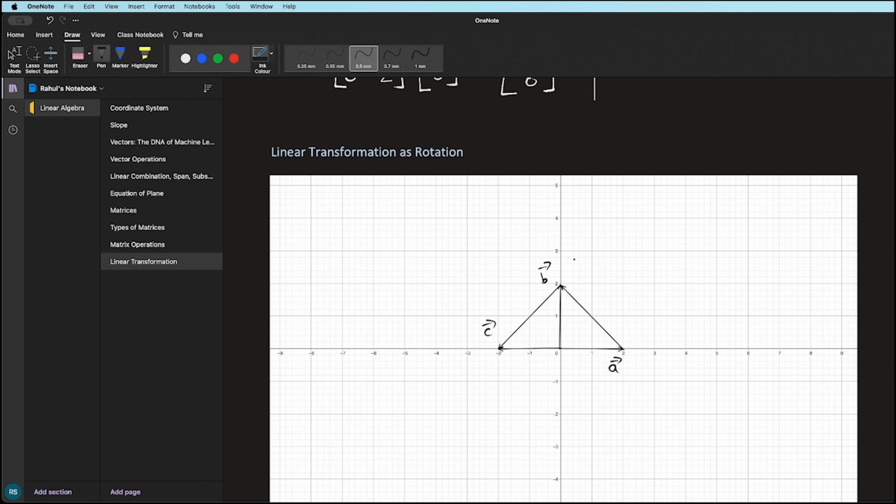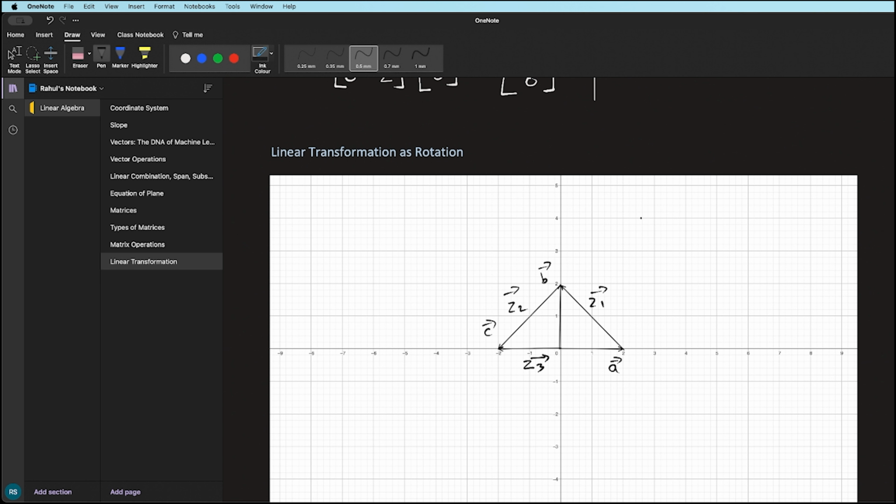When I join these three vectors, it becomes a triangle, and the triangle is denoted by the sides z1, z2, and z3. We have studied about these sides in the previous topic. So now the main purpose of this topic is linear transformation as rotation. This is a triangle, and I want to rotate this triangle counterclockwise by 90 degrees.